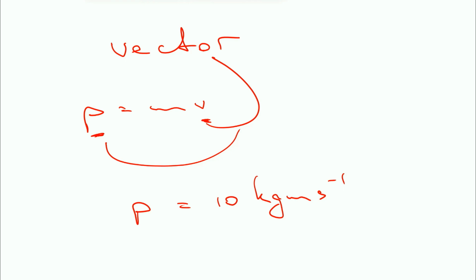Well, actually, no, it's not. We would need to give some sort of direction. We might say the momentum is 10 kilogram meters per second west, or some other direction. Okay, it doesn't really matter what the direction is in this case. I'm just pointing out that we have to state a direction because momentum is a vector.